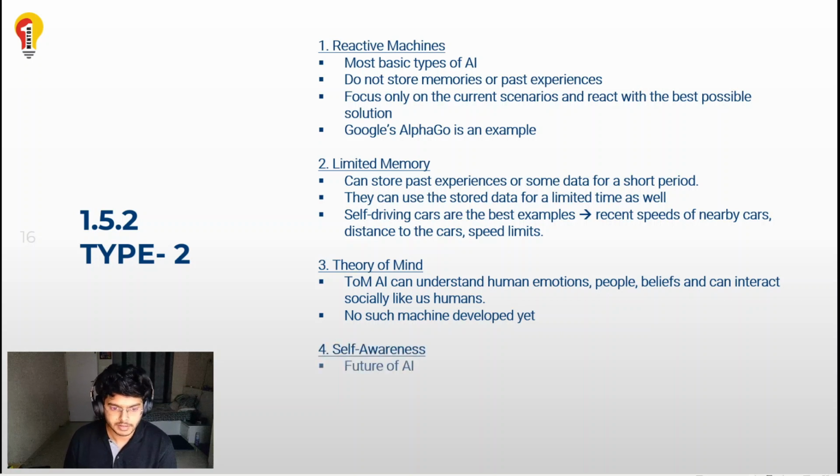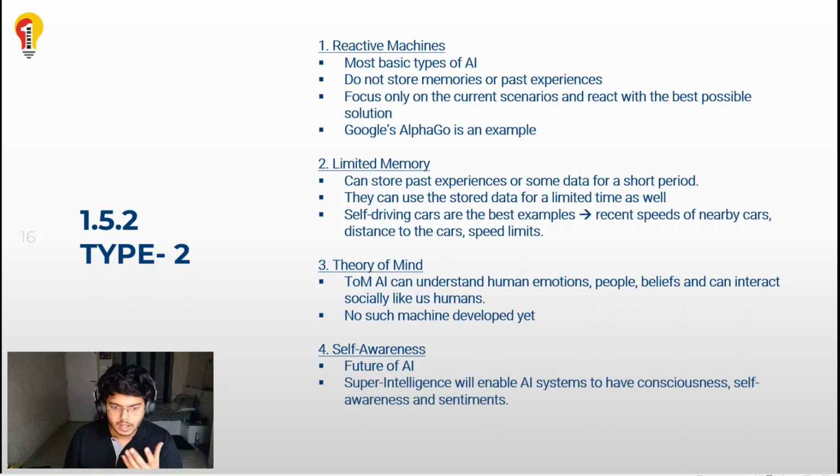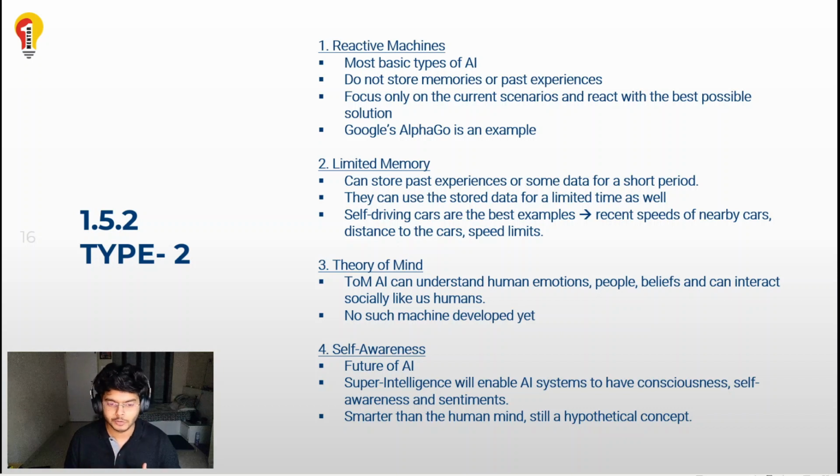Fourth is self-awareness. Self-awareness is basically the future of AI that we are trying to achieve. Superintelligence will enable AI systems to have consciousness, self-awareness, and sentiments. It will behave like humans, and we won't be able to distinguish it from a human, right? So it can become smarter than the human mind, but it is obviously still a hypothetical concept. So don't let sci-fi movies or shows fool you. We have a long way to go. We have long decades to go. Not even years, decades. Okay, let's move on.